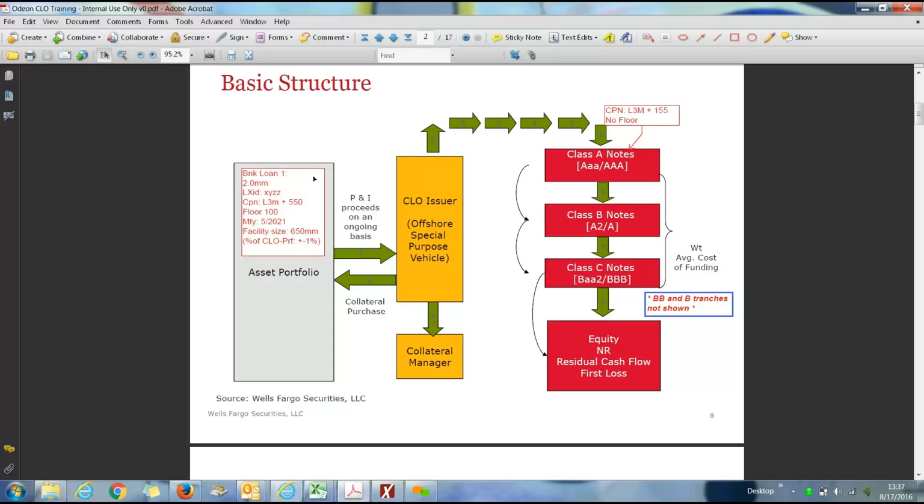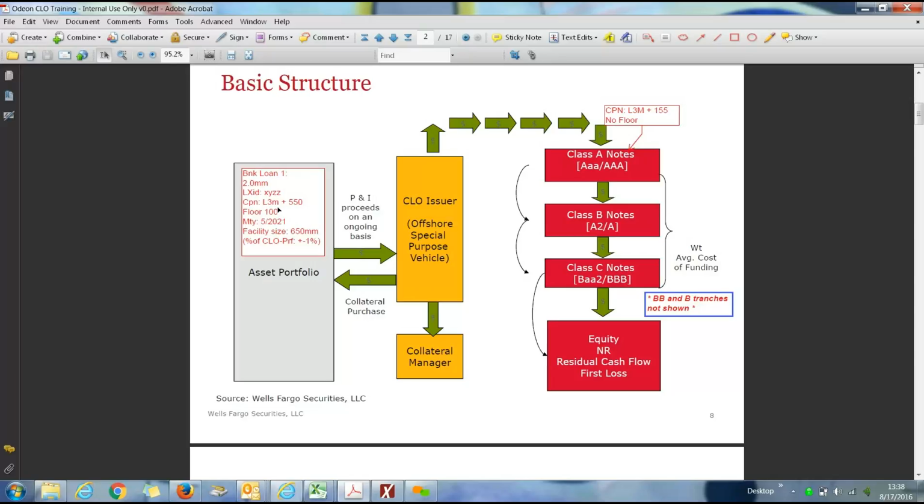But if you look at what's paying in, a typical loan might be like $2 million. It's got a loan X ID, which is like a CUSIP for a loan. The coupon is LIBOR 3 months plus 550 because these are all single B and double B loans, so basically they're high yield loans. If these were securities, this would be a junk bond, but because they're bank loans, they're not considered securities. Now, one thing to note here is they usually do have a floor. This has a floor of 100. That means that if LIBOR drops down, it'll never get below 100, right?